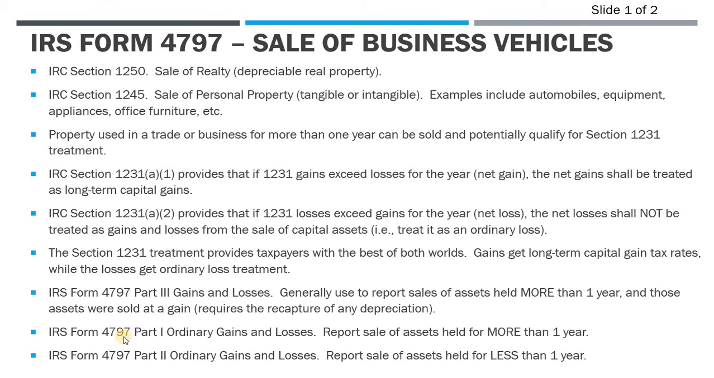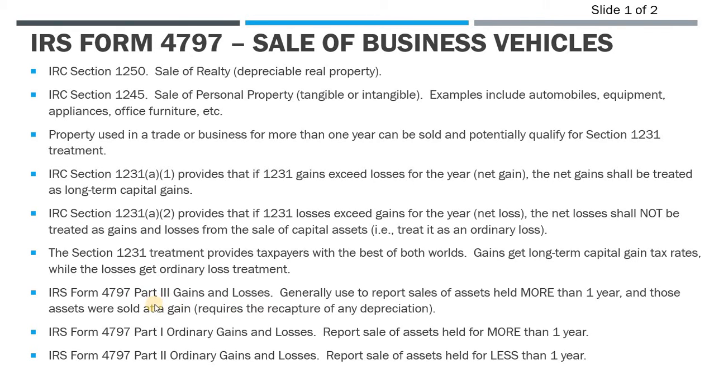Now, for the 4797 itself, there are 3 parts, right? So part 3, gains and losses, this is generally used to report the sales of assets that you held more than 1 year, and you're selling the asset at a gain. All right. Now, if you're wondering, which part do I record everything in? The best place to start is look at the 4797 instructions. There is a table that tells you, depending on what kind of property you have, 1245, 1250, if you sell it for a gain or a loss, and more precisely what kind of property is it, that'll direct you to where you report the gain or the loss.